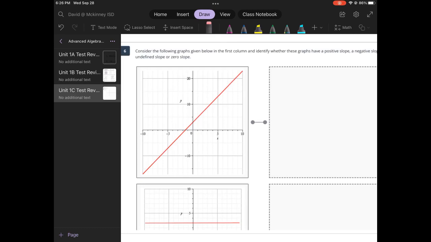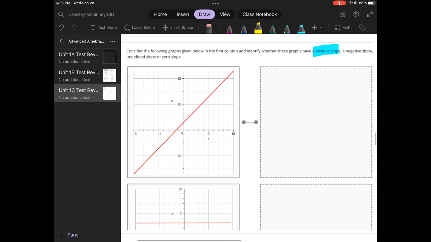Question number 6 asks me to consider a series of graphs. They're listed in the first column, and then I need to identify whether these graphs have a positive slope, a negative slope, an undefined slope, or a zero slope. I'll talk a little bit more about the undefined and zero slopes.